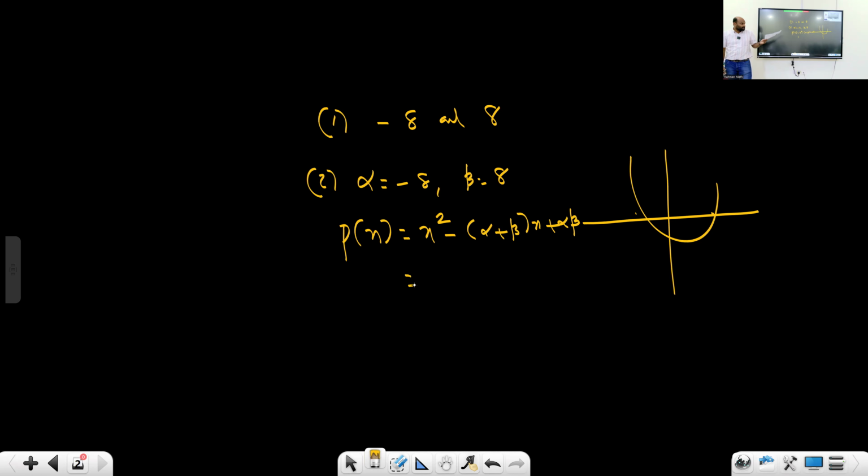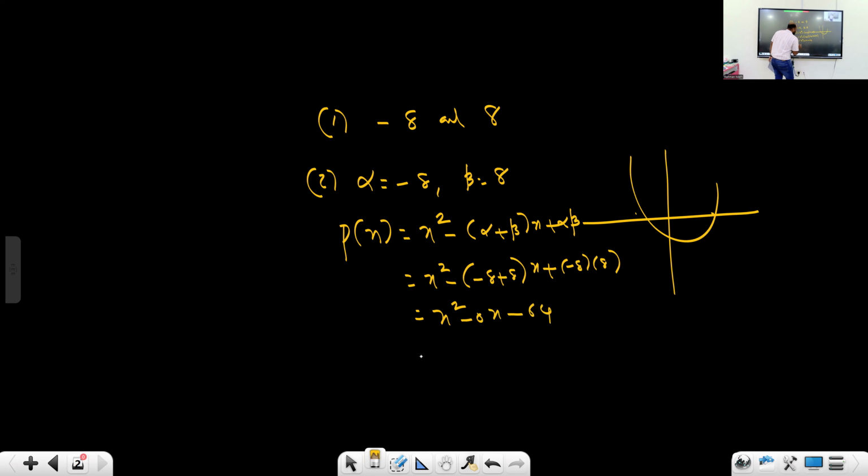Substitute alpha, beta, everything is there. So x square minus alpha is -8 plus 8x minus 8 into 8. So it will be x square, this will become 0, am I right? So 0x minus 64. What is the polynomial? x square minus 64 is the polynomial.